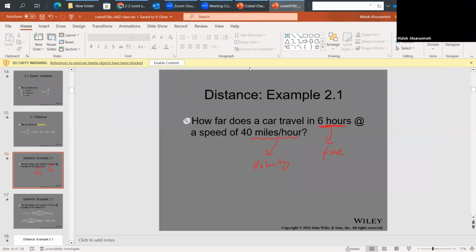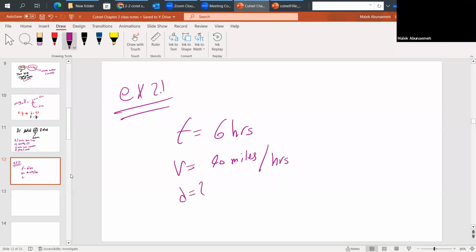Now, what are we looking for? How far? We're talking about how far does the car travel? That means we're looking for what? For our distance. So coming back over here, we can define our distance as what we're looking for. That's our double question mark.